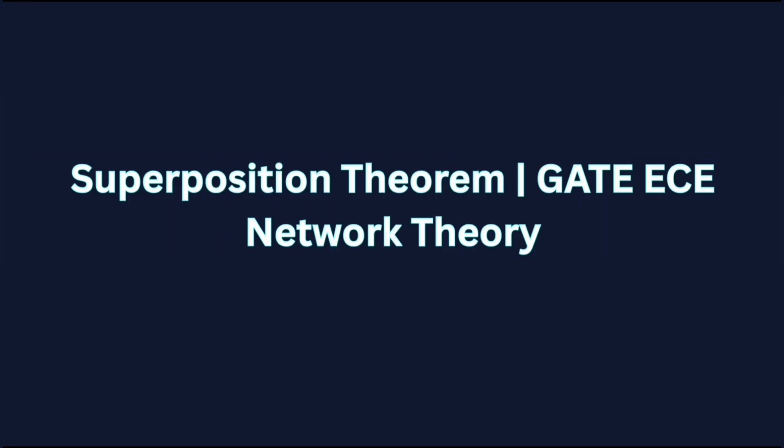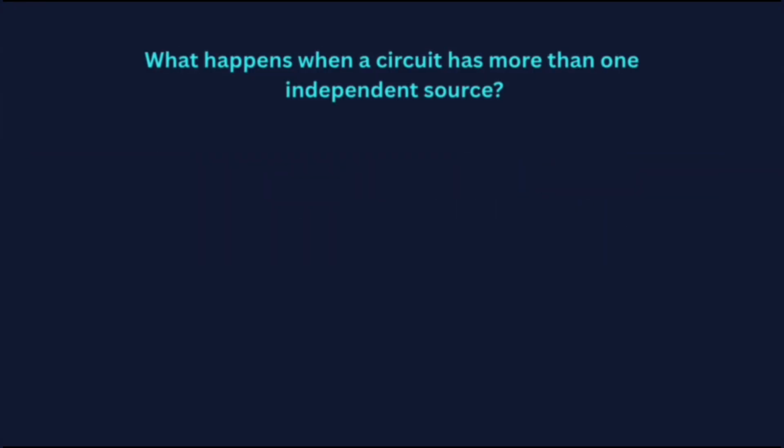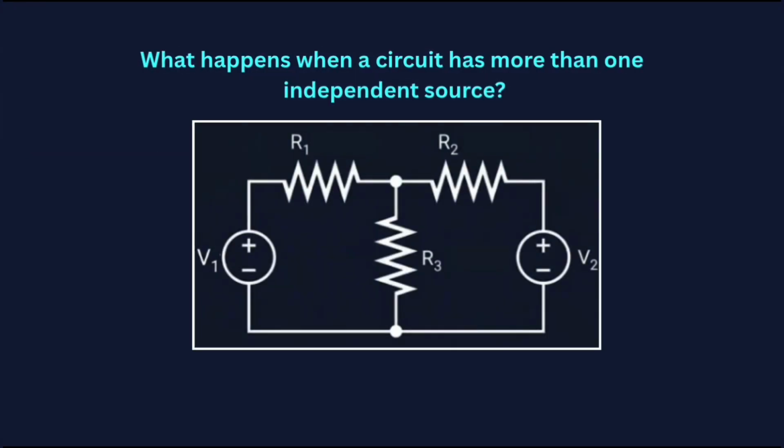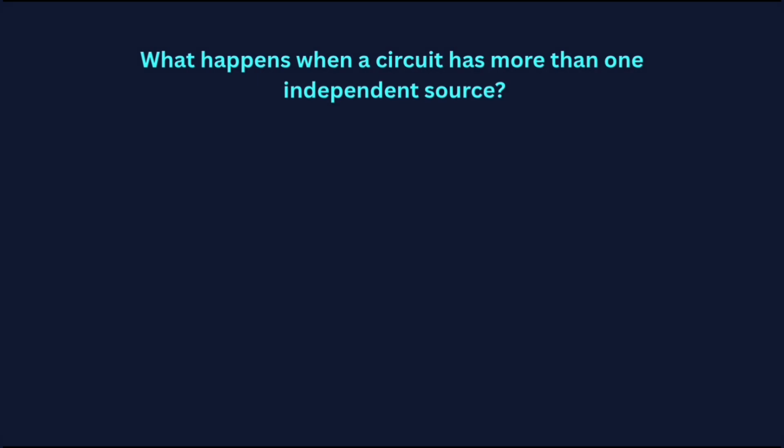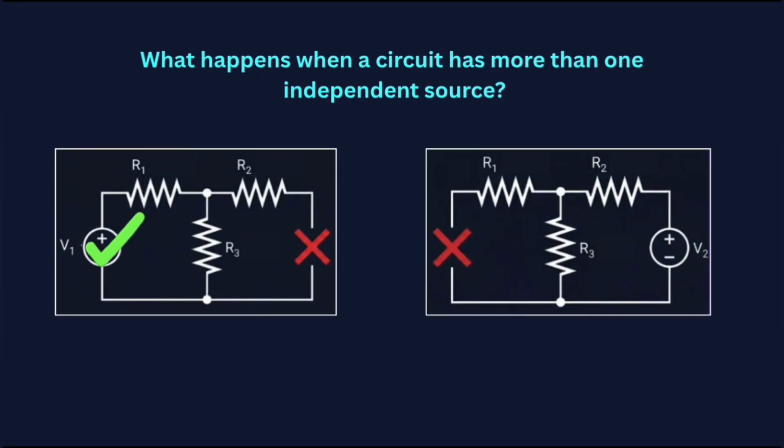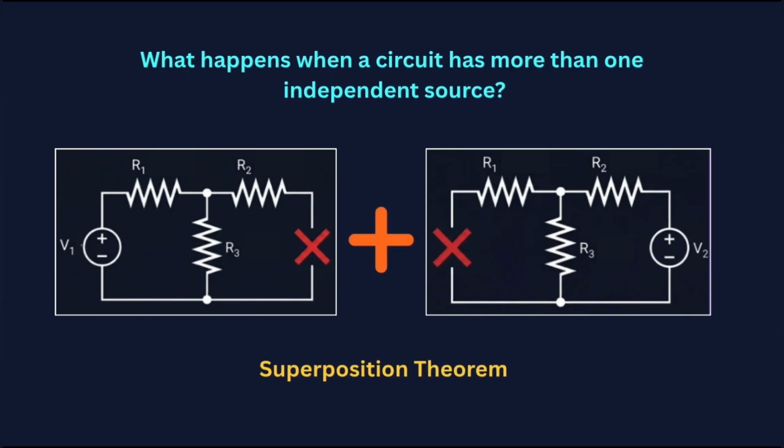Hello everyone, welcome back. What happens when a circuit has more than one independent source? Instead of solving the effect of all the sources together, we can consider one independent source at a time and then combine their effects. This is the basic idea behind the superposition theorem.